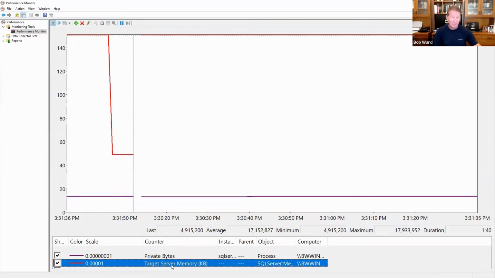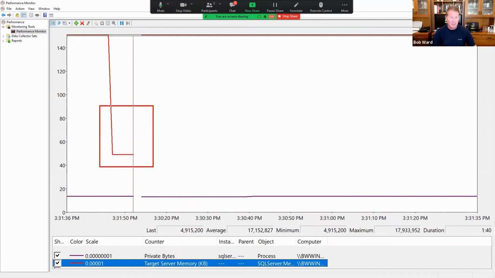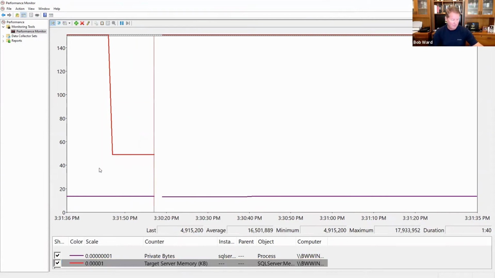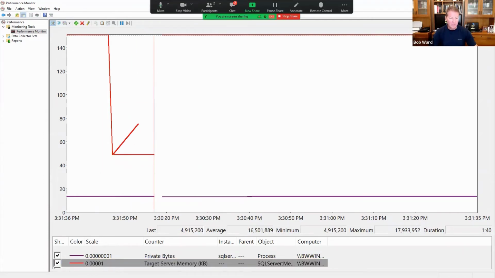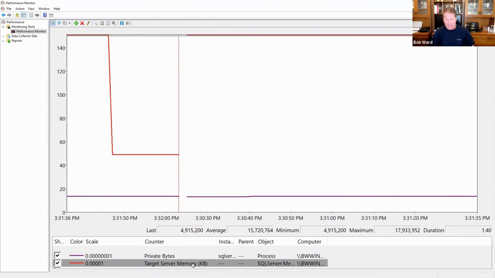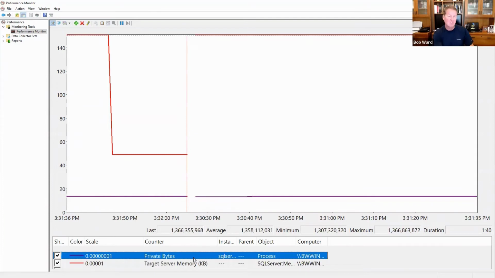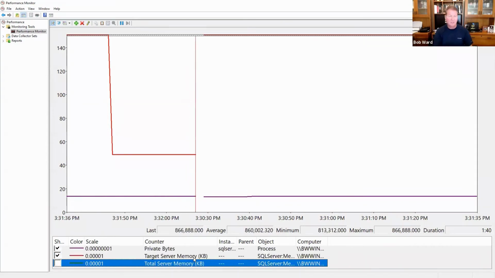Now you can see here that this has changed. Notice that the ceiling right here is lowered. And it's lowered to what? Around like 5 gig. Now, our private bytes is still 1.3 gig, and our total is still 800 meg. We have still not grown to our ceiling, but let's go see what that looks like.